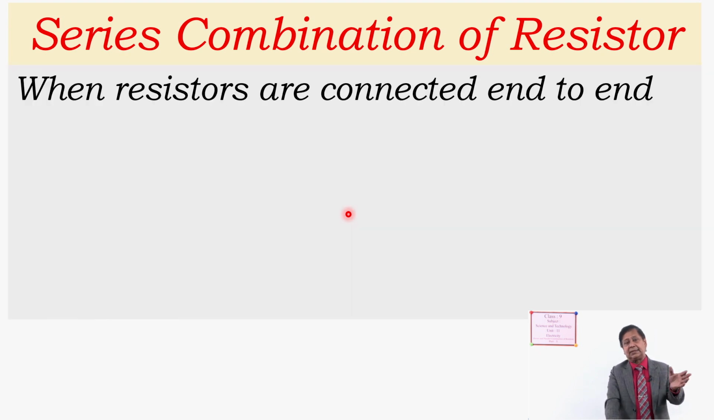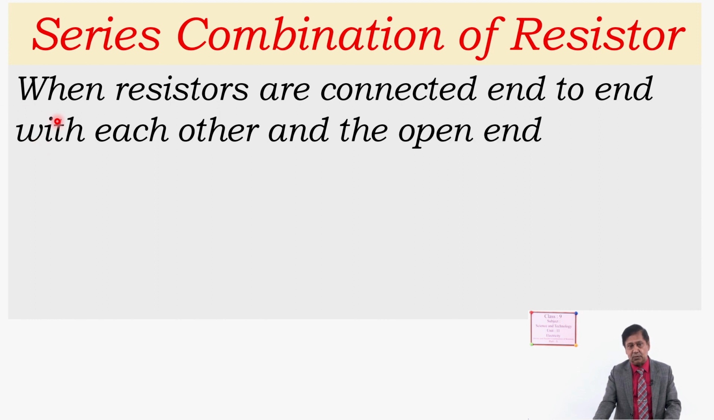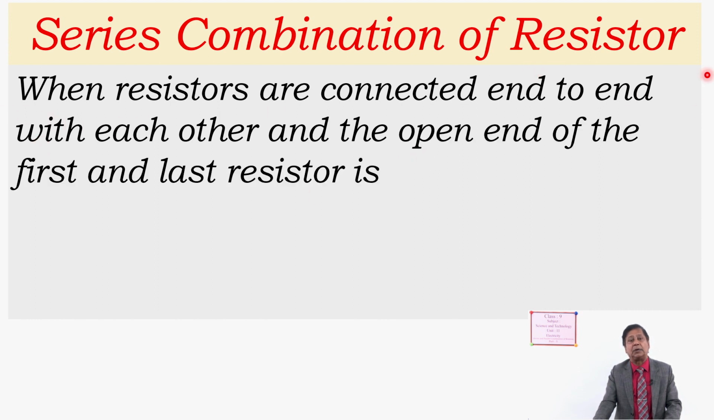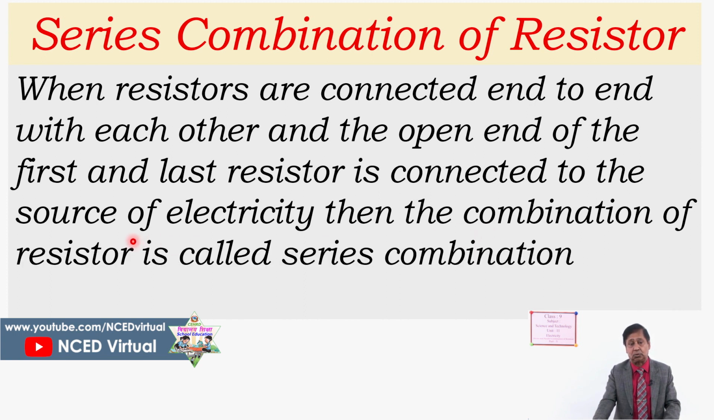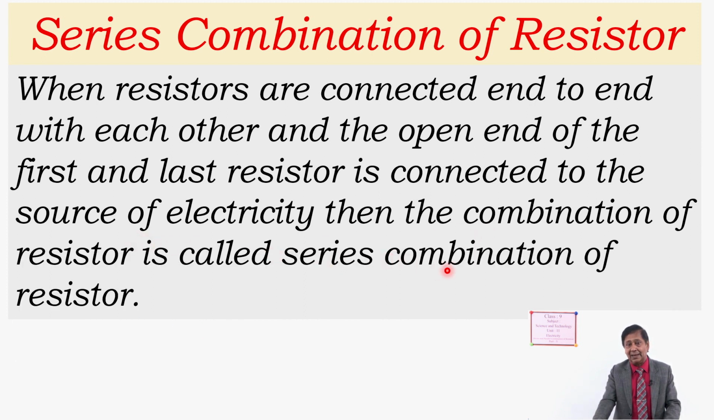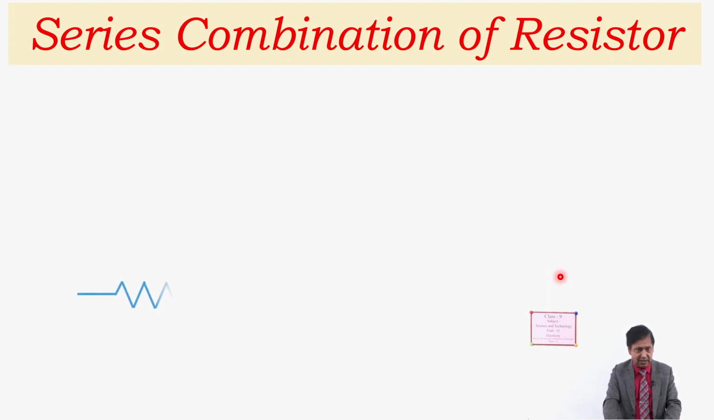When resistors are connected end to end with each other and the open end of the first and last resistor is connected to the source of electricity, then the combination of resistor is called series combination of resistor. Looking at this definition, we cannot understand very easily. That's why I want to show this with the help of animated figure. Look at this animated diagram.